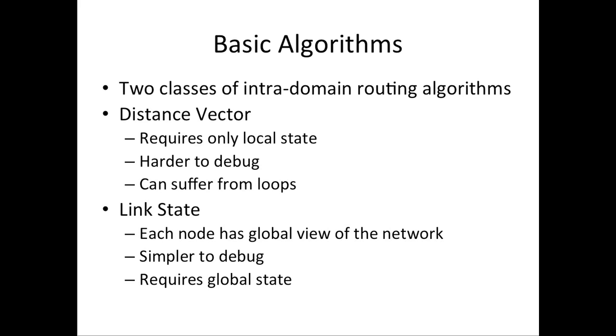We finished discussing the basic distance vector routing protocol last time. It basically requires only the local state. What does that mean, local state? You only need information from your neighbors. You don't need to know the entire network. Why do we care about this? Local versus global state.